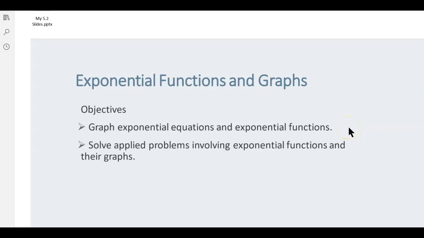In this video, we will be looking at exponential functions and their graphs, and then talking about a couple of application problems.